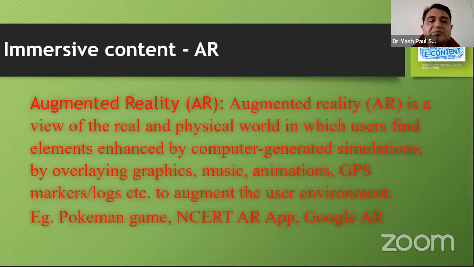So first is augmented reality. The most common definition: augmented reality is a view of the real and physical world in which users find elements enhanced by computer-generated simulations, by overlaying graphics, music, animations, GPS markers, logs, etc. to augment the user environment. The examples I have taken are the Pokemon game, which is commonly available on different mobile versions, then the NCERT AR app that NCERT has launched, and Google AR is also available for development.